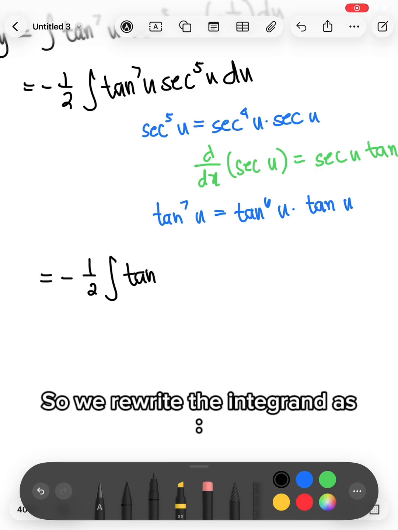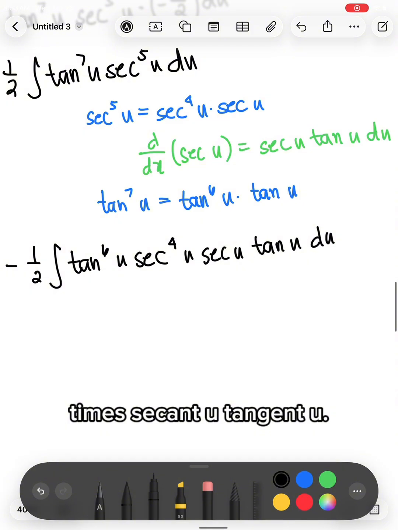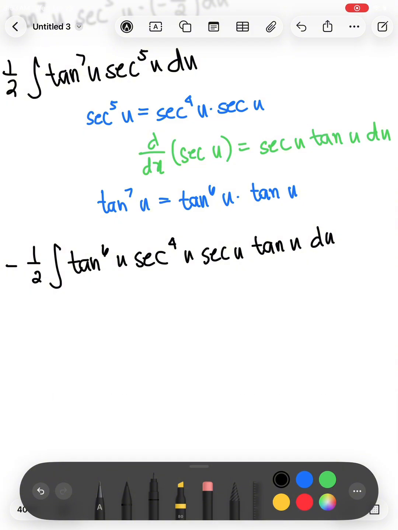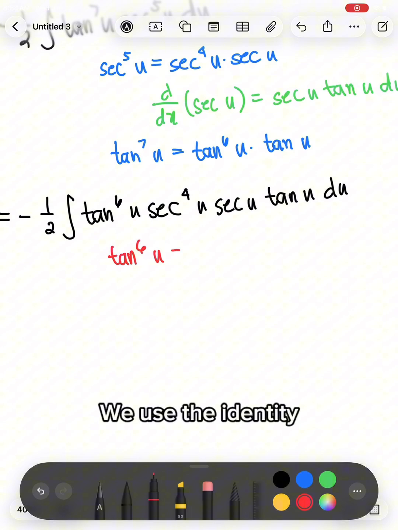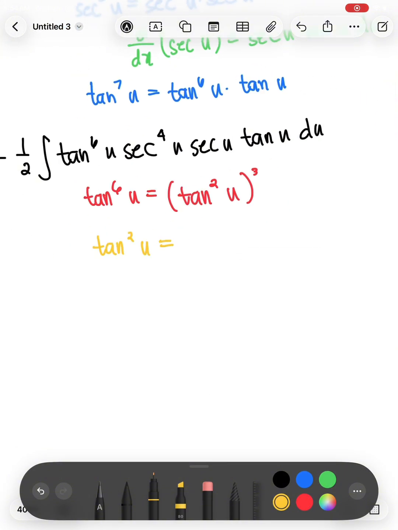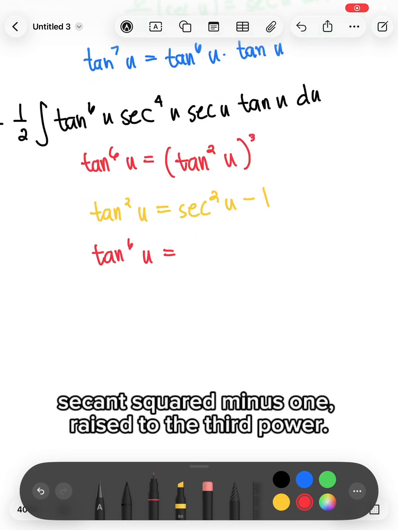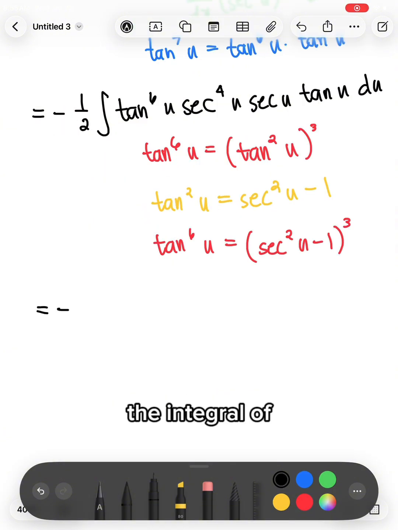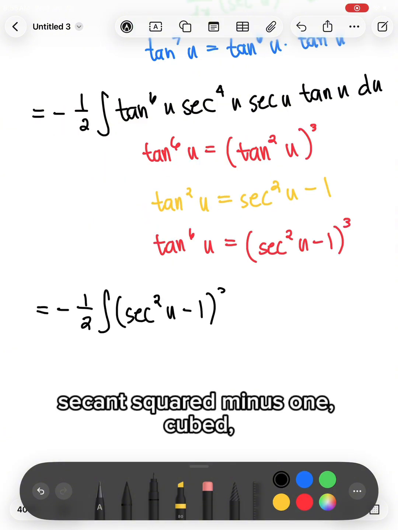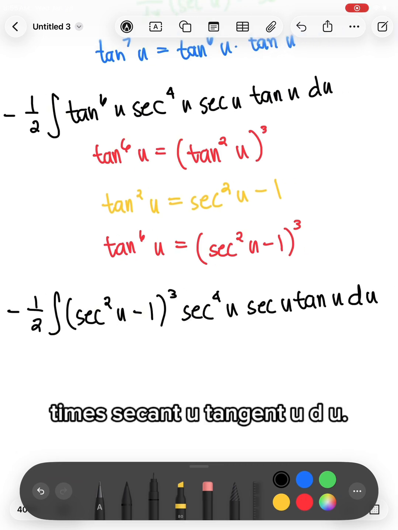So we rewrite the integrand as tangent to the 6th of u times secant to the 4th of u times secant u tangent u. Now we simplify everything else. We use the identity: tangent squared u equals secant squared u minus 1. That means tangent to the 6th becomes (secant squared minus 1) raised to the 3rd power. So the integral becomes negative 1/2 times the integral of (secant squared u minus 1) cubed times secant to the 4th of u times secant u tangent u du.